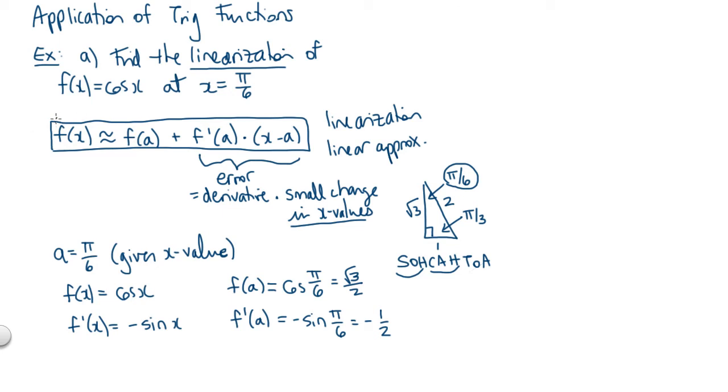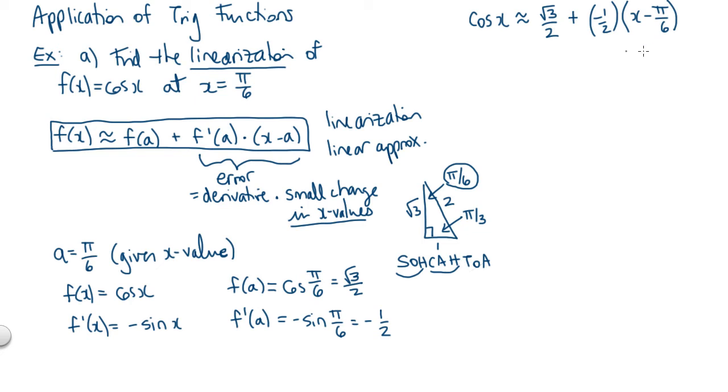What we are getting here is a linearization of cos x. So we're saying cos x is approximately f of a, so it's going to be pretty much root 3 over 2 plus a little bit of error. And that error looks like our derivative, so f prime of a times x minus a. So x minus pi over 6 gets multiplied on there.